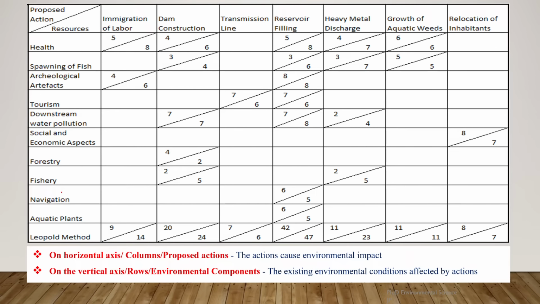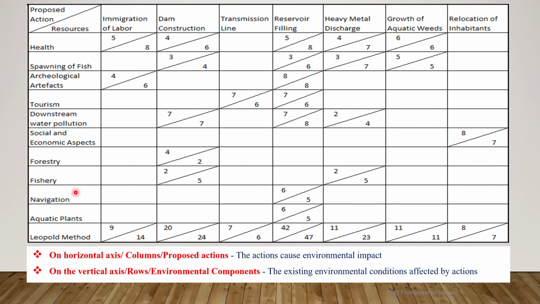Example of Leopold matrix. In this example you can see the columns list different proposed actions or resources which are associated with the project that could potentially impact the environment. These include immigration of labor, dam construction, transmission line, and many more. Then you will see environmental components listed by the rows. These rows list different environmental components that might be affected by the project. These include health, spawning of fish, archaeological artifacts, tourism, and many more.